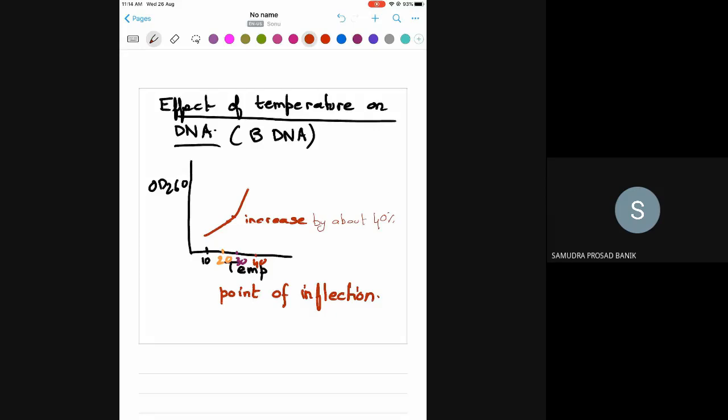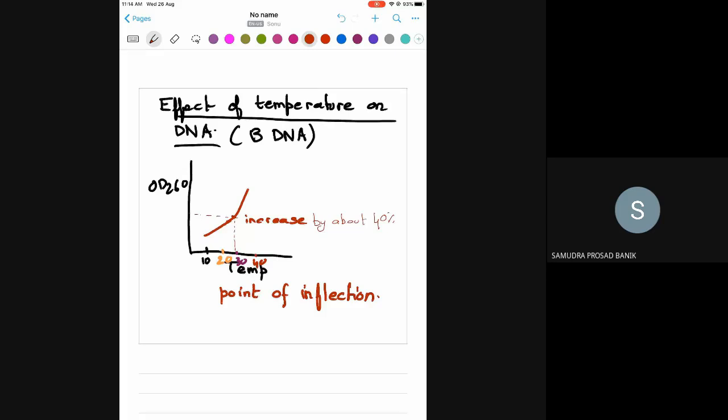The temperature at which this happens, if we extrapolate it onto the x-axis, the temperature corresponding to the 40% increase in OD, is known as Tm, very good, or the melting temperature.